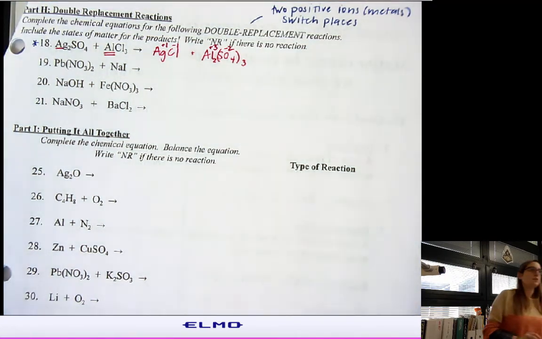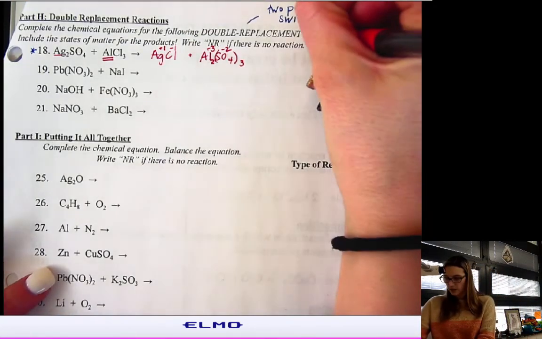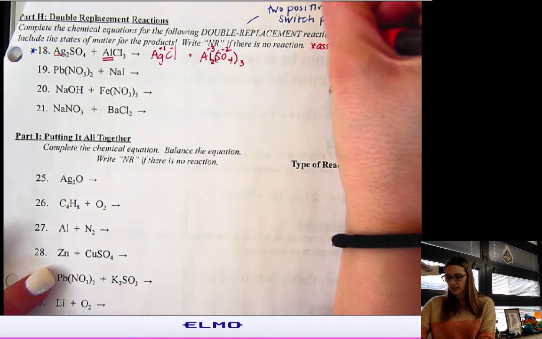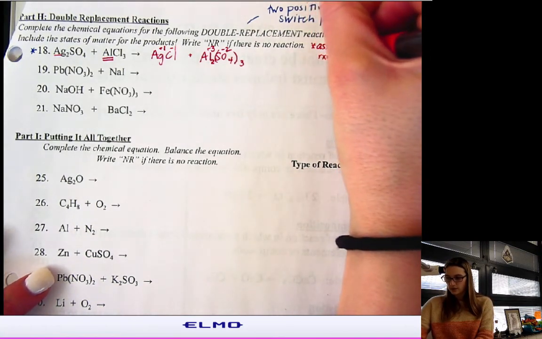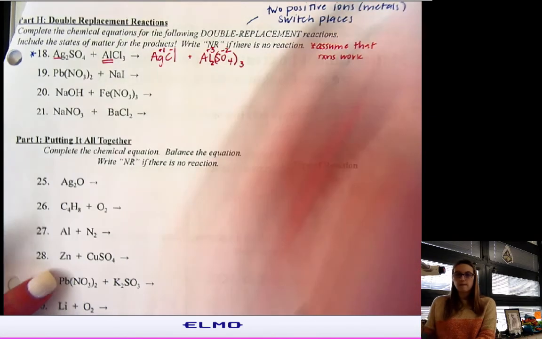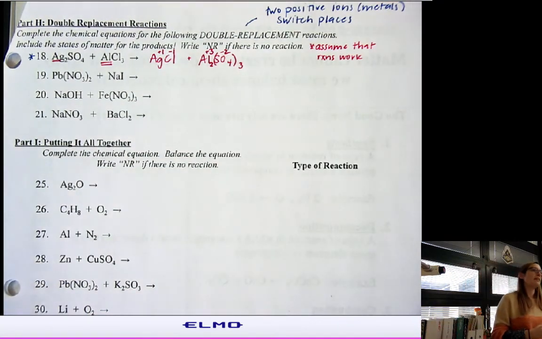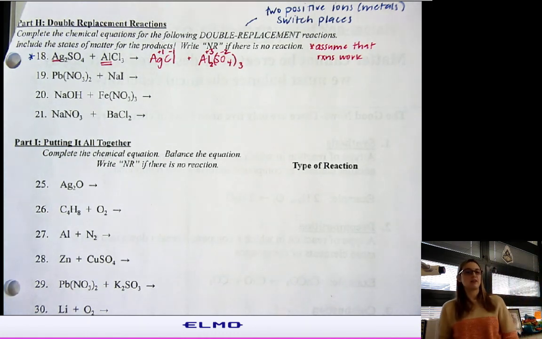Now we're just going to assume, right, we'll make a note here, we're going to assume that double replacement reactions work. So assume that reactions work. So that means that we won't have any no reactions for the double replacement. In order for a double replacement reaction to work, we usually need to form a solid. But we're just going to assume that they all work. So when it says write NR, don't worry about that for double replacement. We'll just assume that they all work like normal.